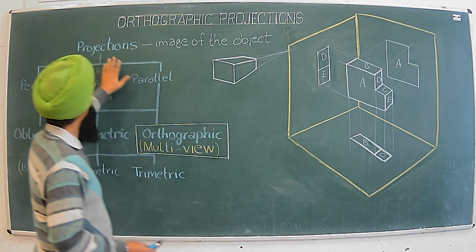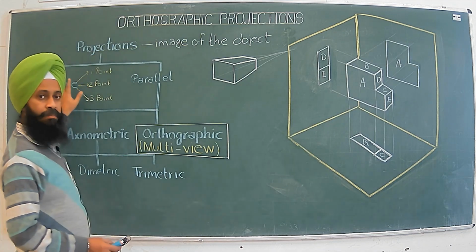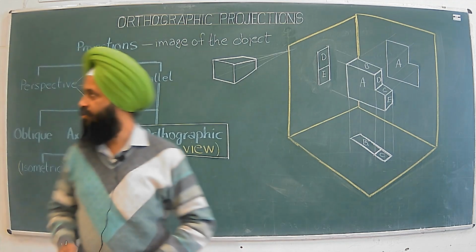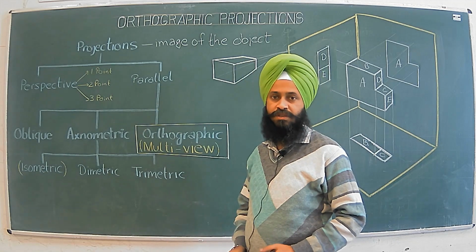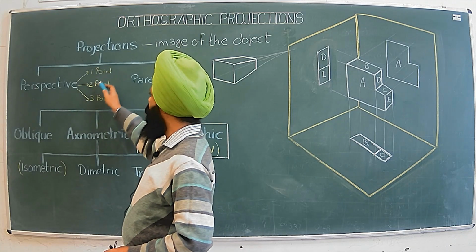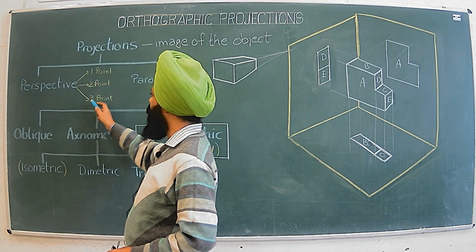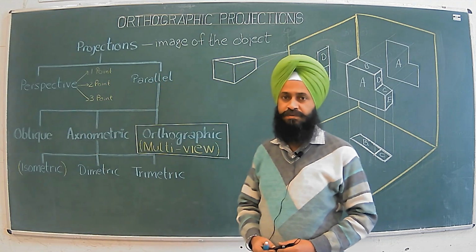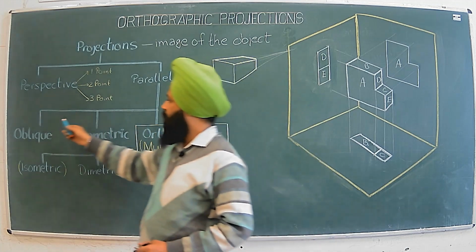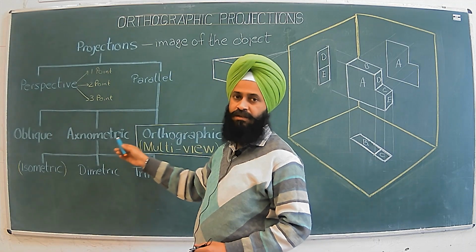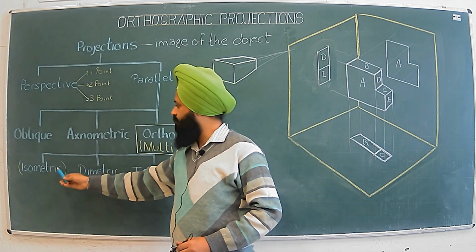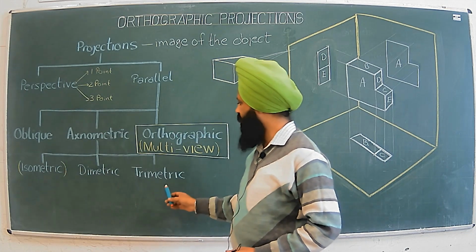So projections can be of many types. Mainly we divide them into two broader categories: one is perspective projections, second is parallel projections. In perspective projections, we can have single point or 1 point projection, 2 point projection and 3 point projection. For parallel projections, we have different types again: oblique, axonometric and orthographic projections. Under axonometric, we have isometric projections, dimetric projections and trimetric projections.